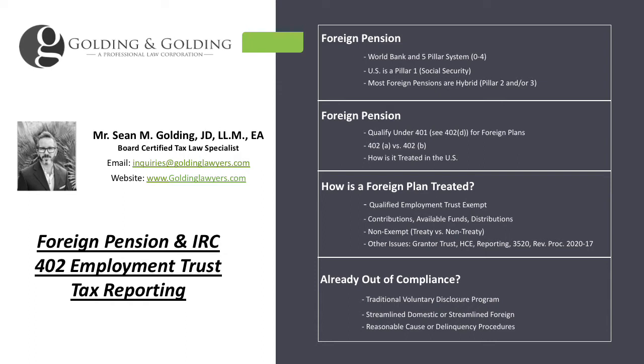Code Section 401, 402, 501, and employment trusts. To begin, we're talking about privatized pension. This is different than if somebody has Social Security in a foreign country. Under most tax treaties, Social Security is going to be exempt. So let me give you an example.